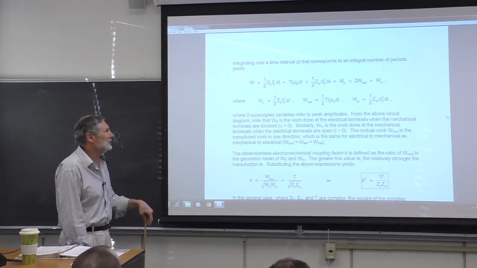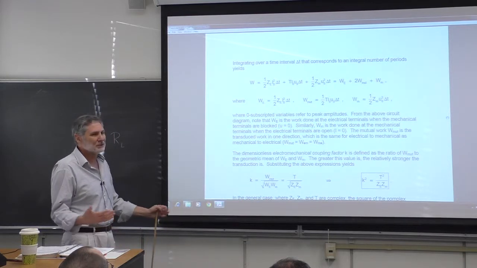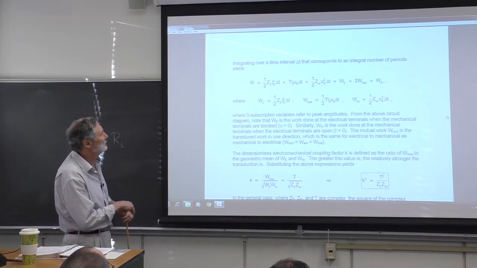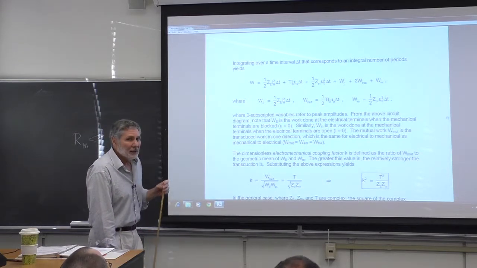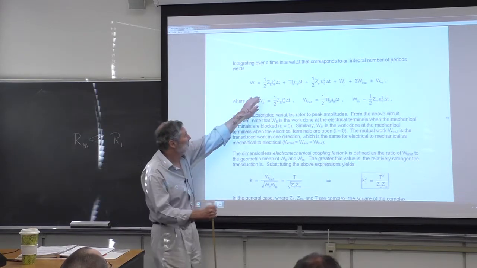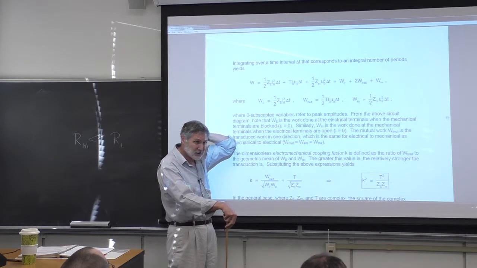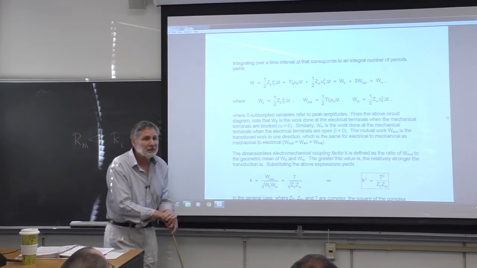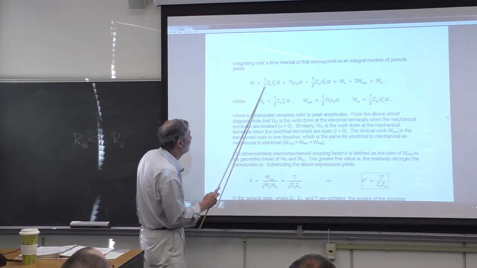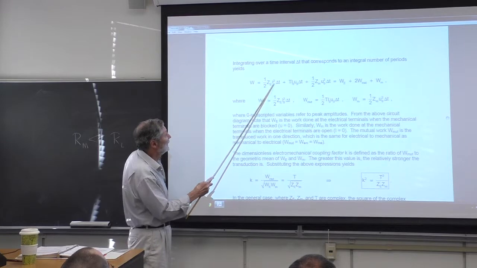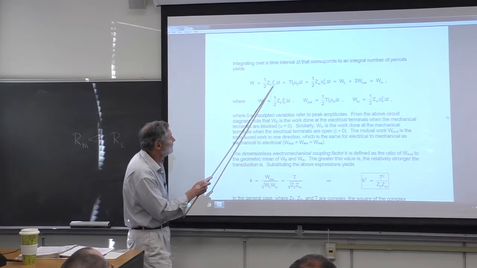Now let's integrate over some time interval, because we want to deal with the average, and for it to be accurate, it should be an integral number of periods. I'm just being a little bit careful here. You know that when you average the square of a sine wave, you get 1/2 the square of the peak current, for example, in this case. So here's what you've seen before. I'm using the 0 subscript here to denote the peak value of the current.